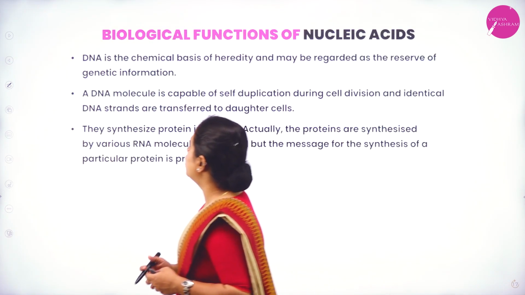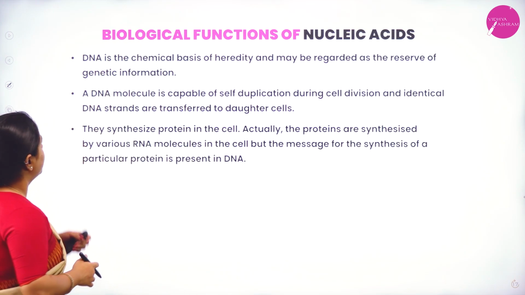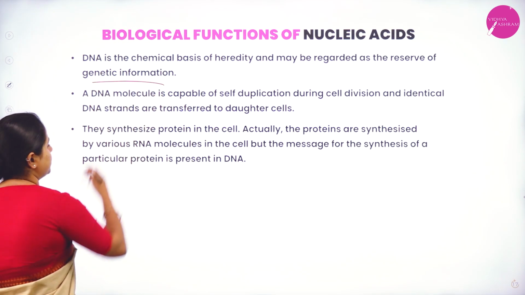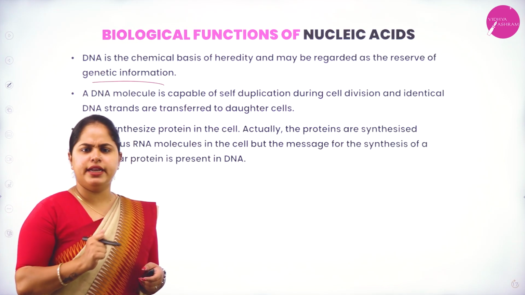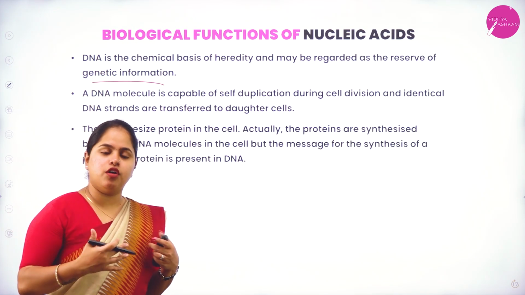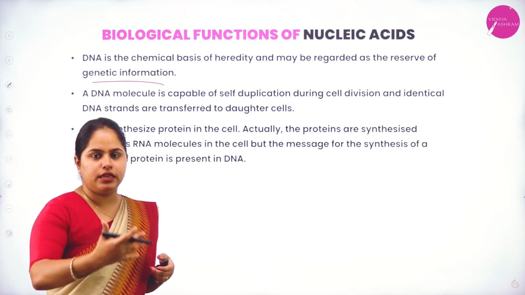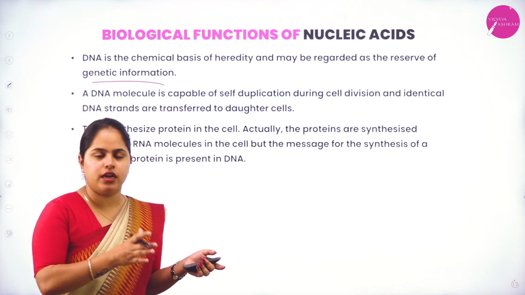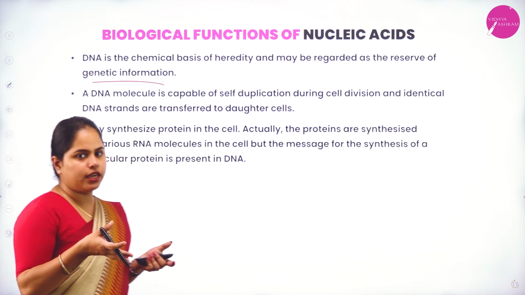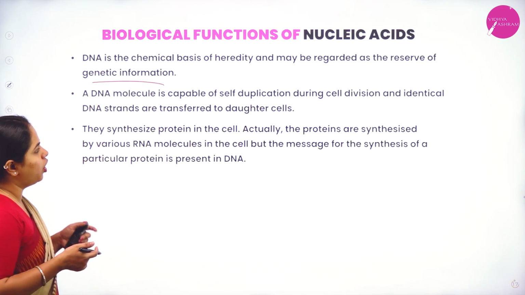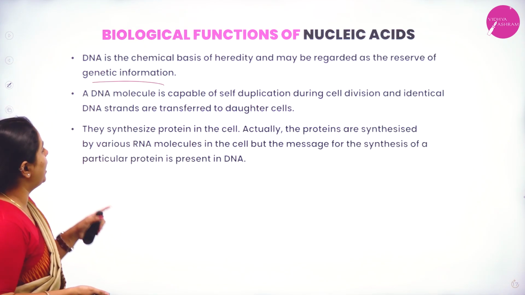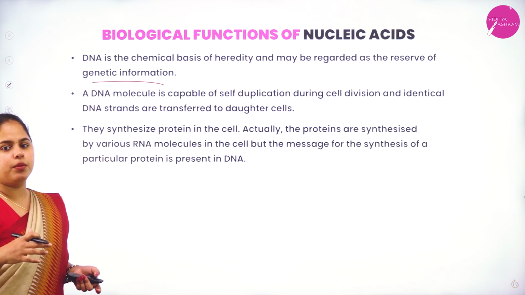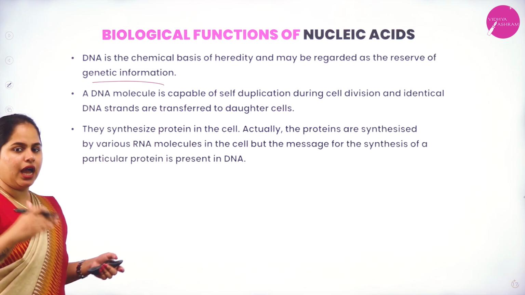Now, moving on to the biological functions of nucleic acid. DNA is the chemical basis of heredity and may be regarded as the reserve of genetic information. For each human being, the DNA is unique, right? And because of the presence of DNA, the information will be transferred to the offspring, and that is why we all look similar. That is, we look similar to our parents because of this genetic information, right? A DNA molecule is capable of self-duplication during cell division, and identical DNA strands are transferred to the daughter cells. So, DNA has the capability to undergo replication and form daughter cells.